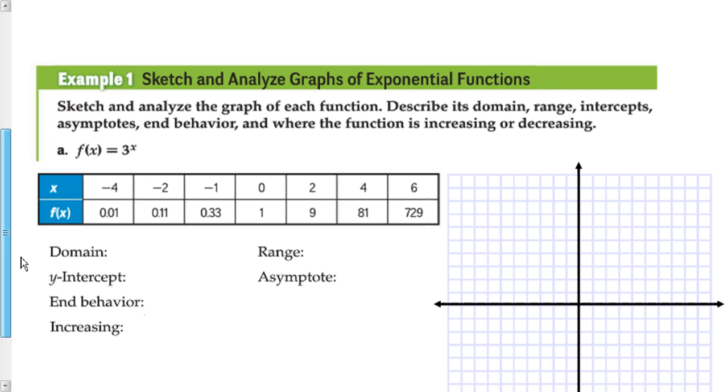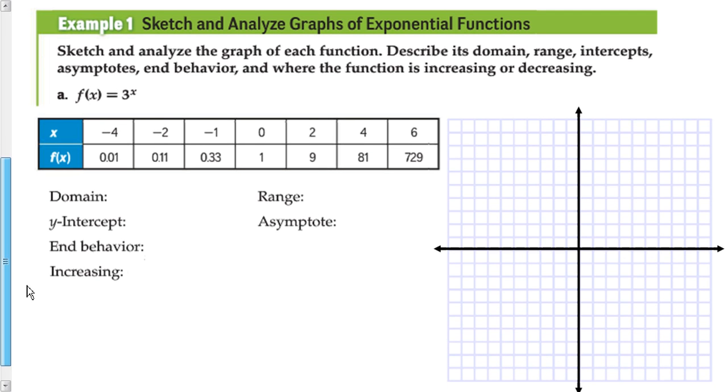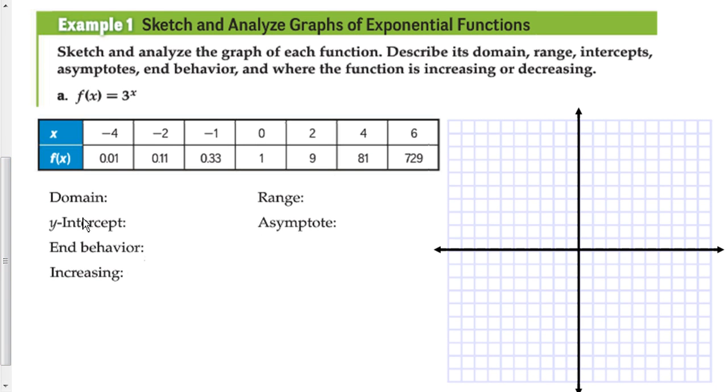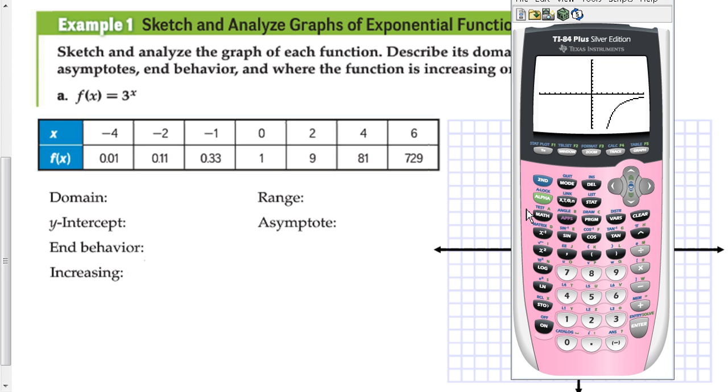Let's move on to looking at graphs. Now, in order to get the information about the domain, the range, the intercept, the asymptote, the end behavior, and where this function is increasing or decreasing, you have to actually be able to graph it first. So in order to graph it, I need to plug some values into x and get y's. So on my calculator here, I'm going to go to my y equals, and I'm going to type my equation, y equals 3 raised to the x.